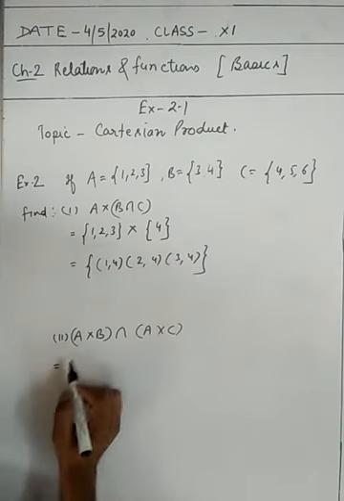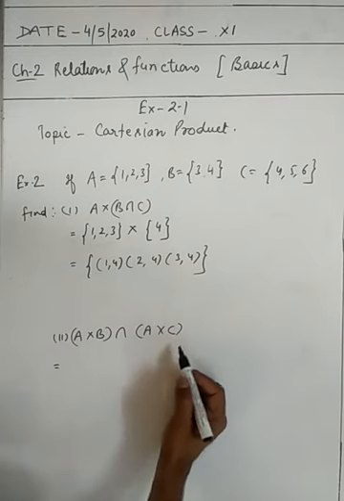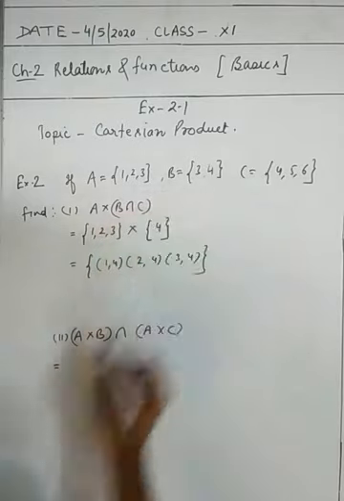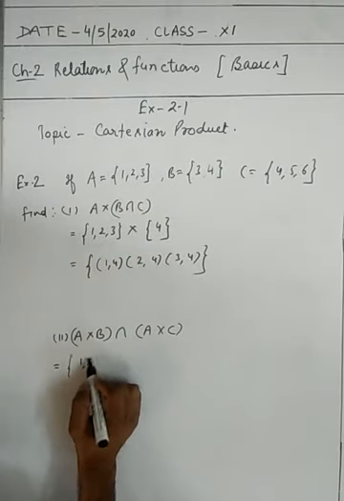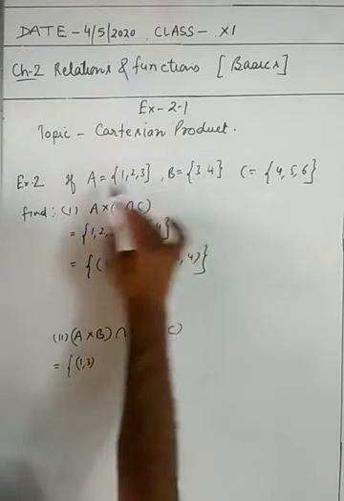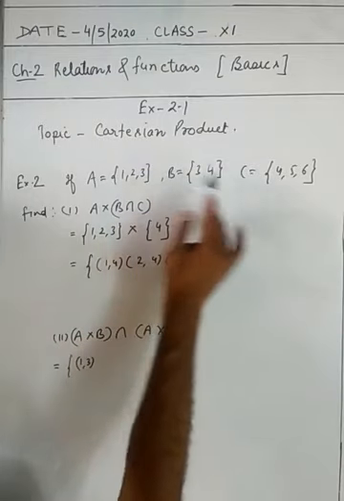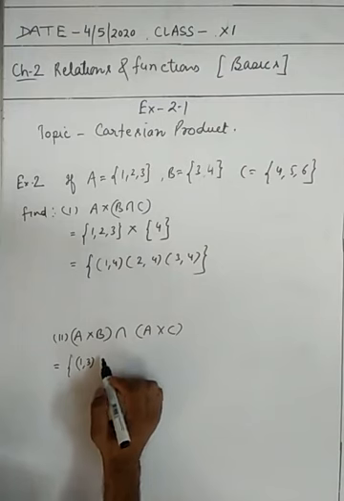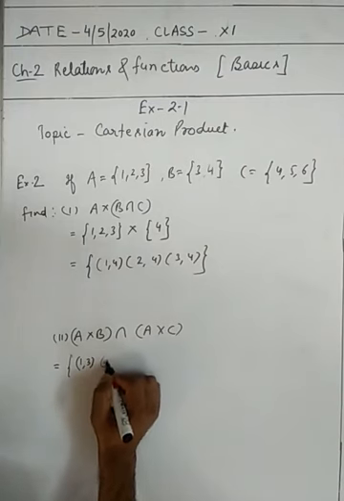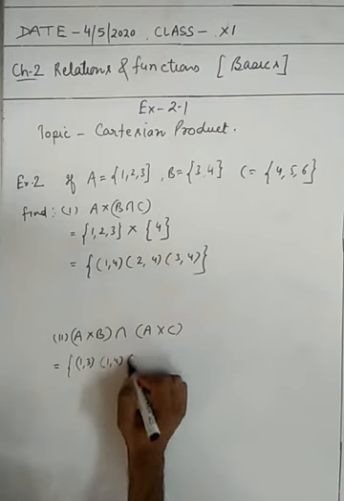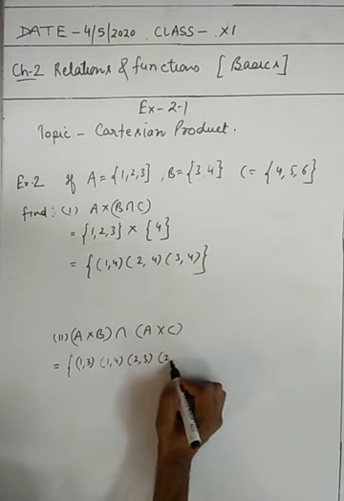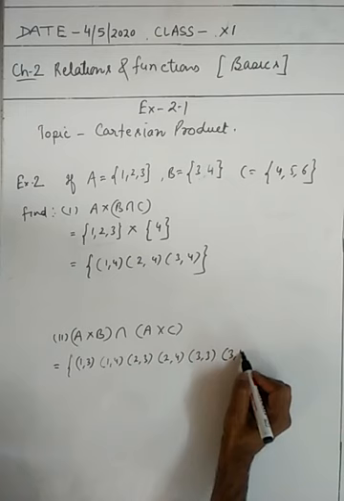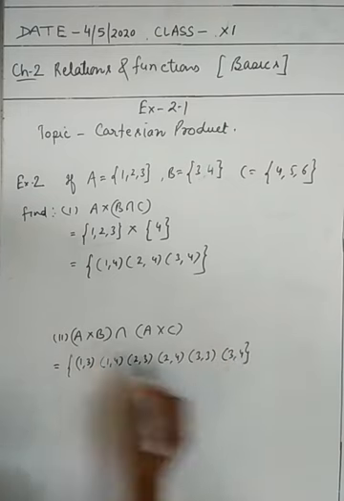Similarly, second part, (A cross B) intersection (A cross C). First write A cross B. This is (1, 3), (1, 4), then (2, 3), (2, 4), then (3, 3), (3, 4). This is A cross B.